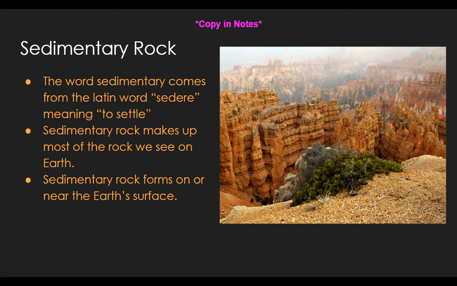All right, so sedimentary rock. The word sedimentary comes from the Latin word sedere, meaning to settle. So if something settles, that means it's stopping movement, going to be still, settling. Sedimentary rock makes up most of the rock we see on Earth, and rocks form on or near the Earth's surface. So here's some more examples of sedimentary rock.